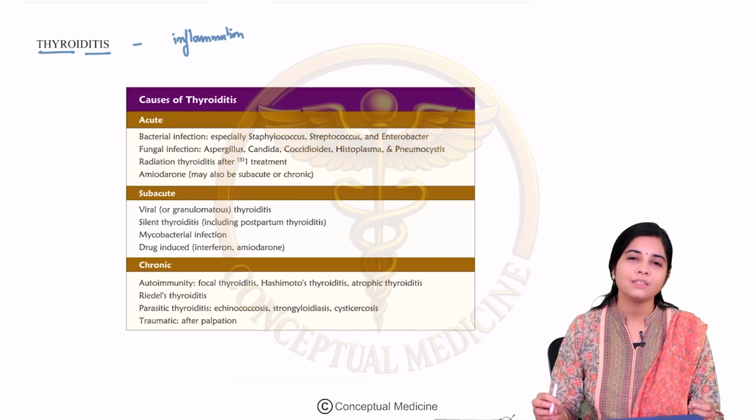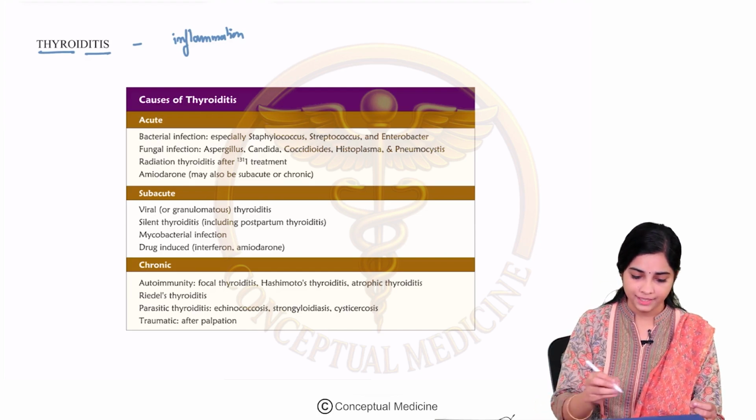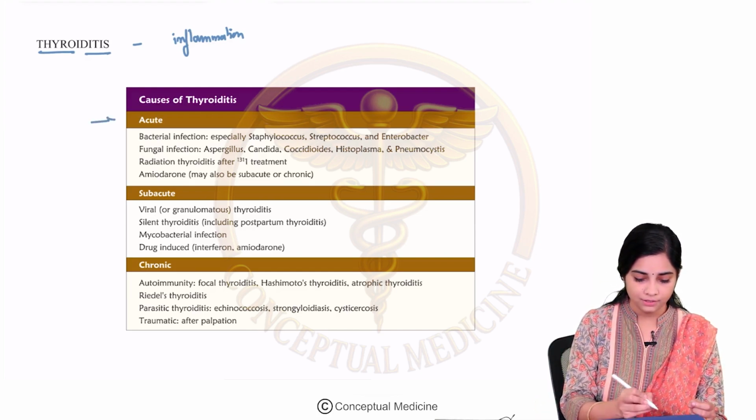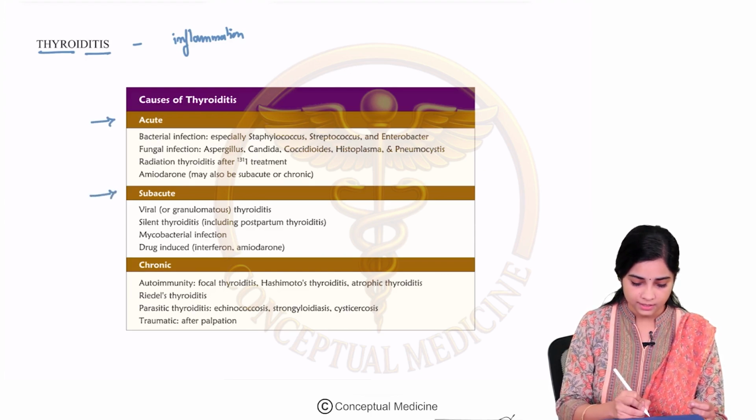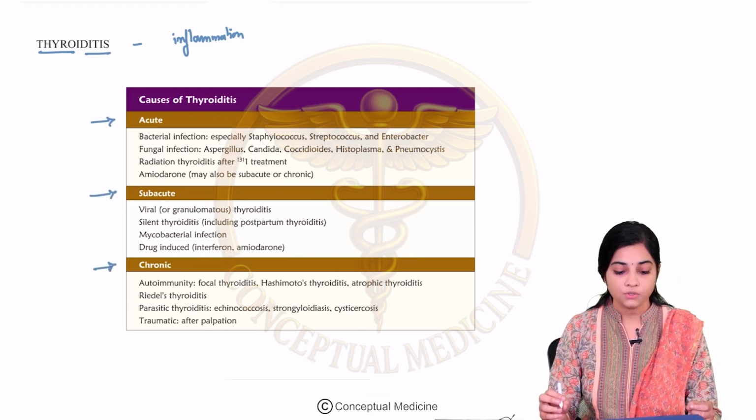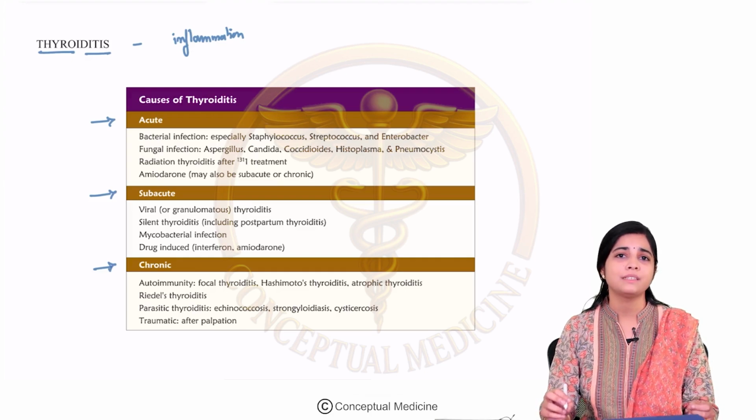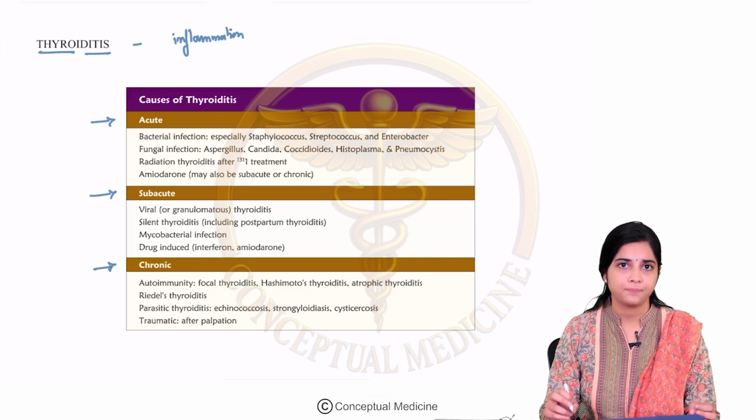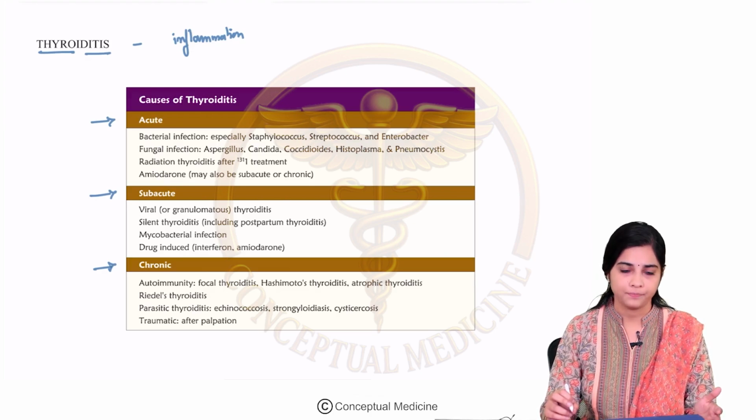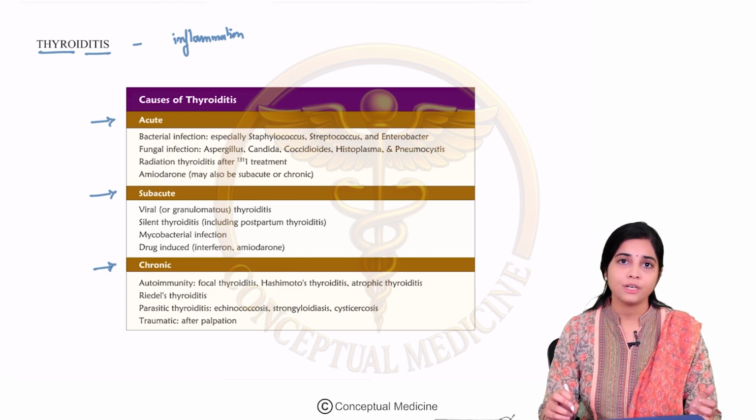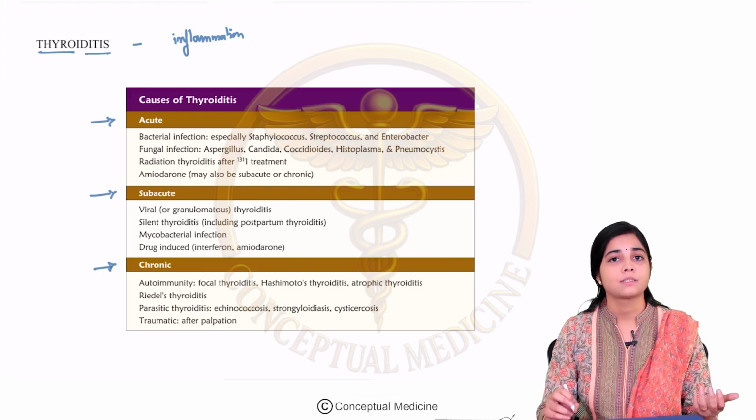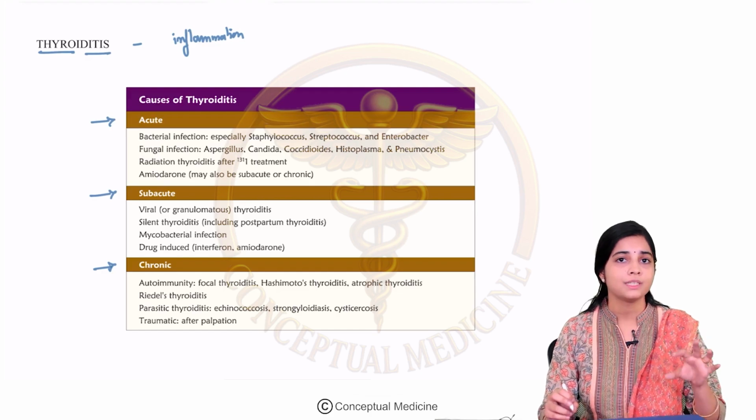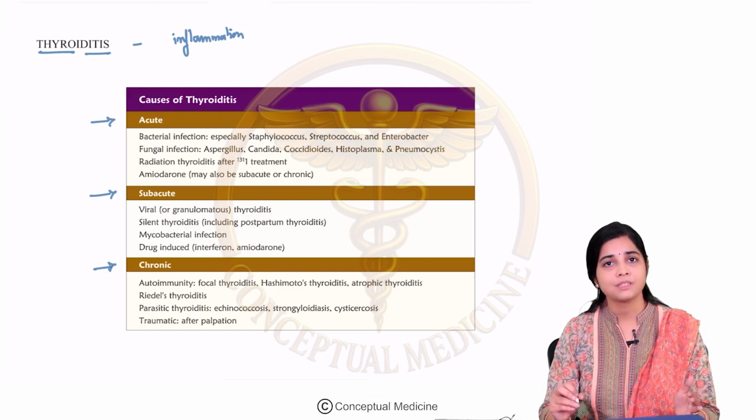So what are the causes for thyroiditis? It can be classified as acute thyroiditis, subacute thyroiditis and chronic thyroiditis, based on the time of occurrence of the symptoms. So acute thyroiditis is generally up to 1 week or 2 weeks. Subacute thyroiditis ranges from about 2 to 4 to 6 weeks. Chronic thyroiditis is that which has been lasting for more than 8 weeks. So this definition is not very clear cut, but this is what it implies.